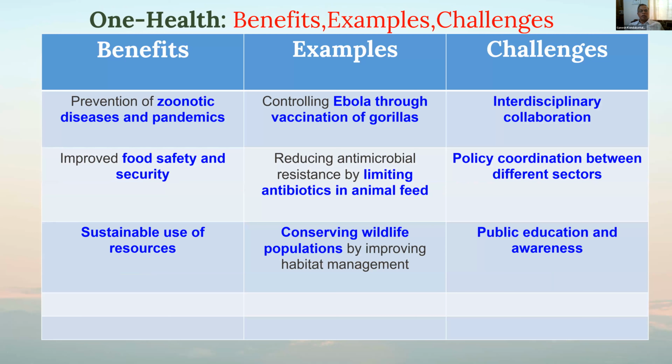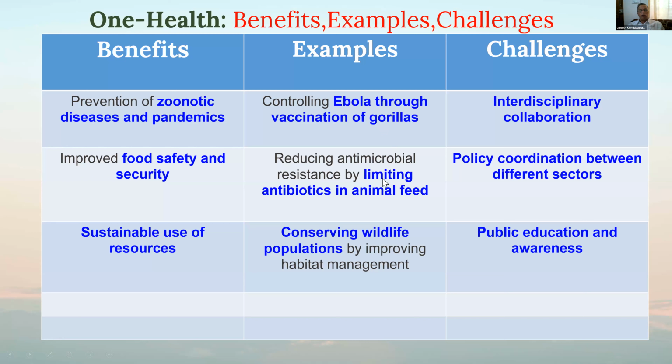One Health benefits are listed here. If you approach it properly, it can prevent zoonotic diseases and pandemics, and improve food safety and security and sustainable use of resources. Examples are in the literature. I could see Ebola control through vaccination of gorillas. Of course, in our Indian examples also, we have used, across the species, the rabies vaccine. We are using it in both animal and human cases.